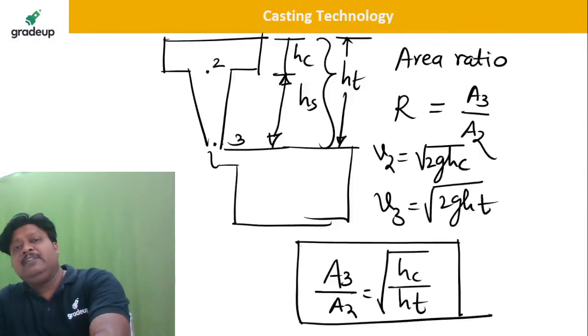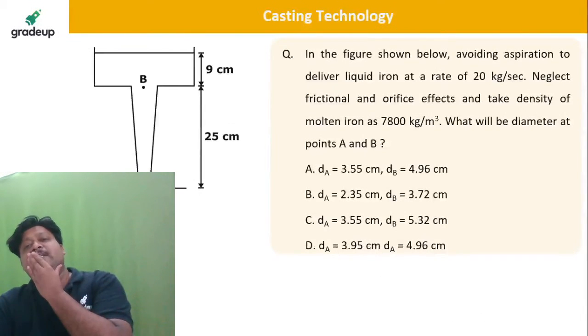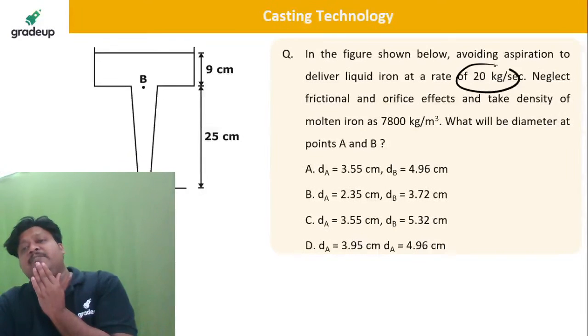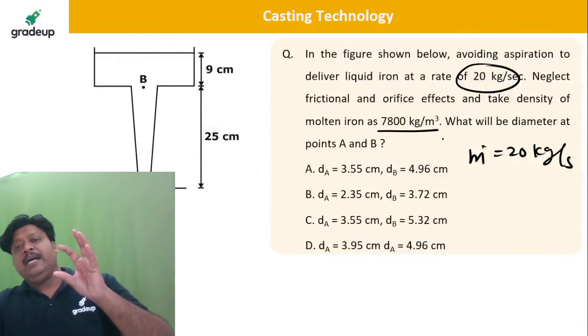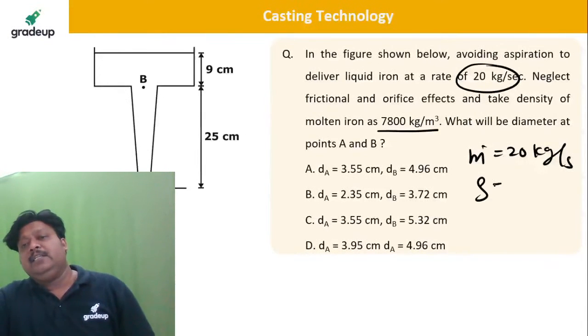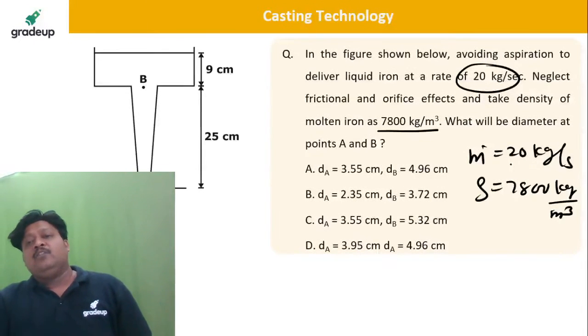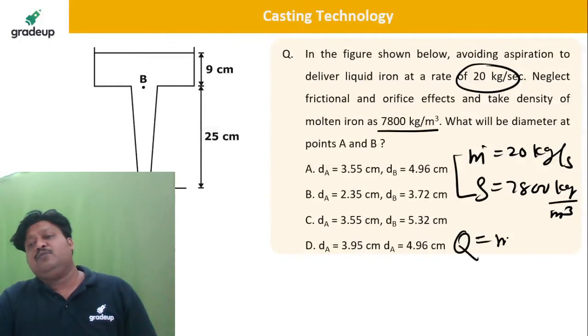Now come to the question. What is given? A mass flow rate is given, 20 kg per second. What is the material? It is iron, having the density 7800 kg per meter cube, isn't it? So definitely from this you can calculate the discharge. Discharge is mass flow rate divided by density. Yes or no? So mass flow rate is 20, density 7800.